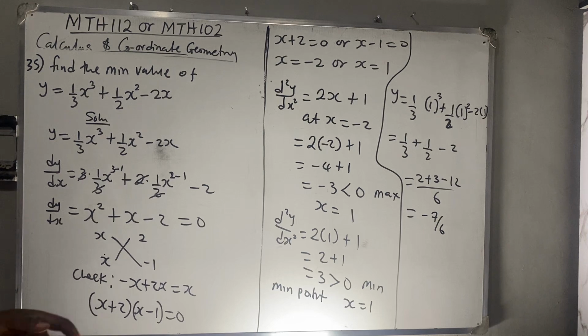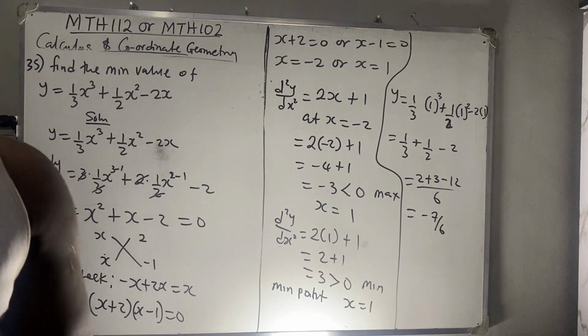So minus 7 over 6 is our minimum value, while x equal to 1 is our minimum point. So know the difference between point and value, please. They will ask you in the exam.